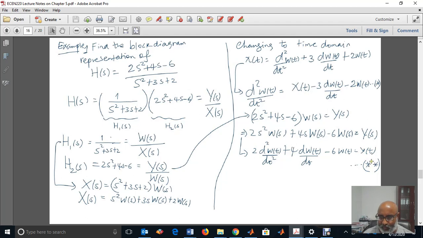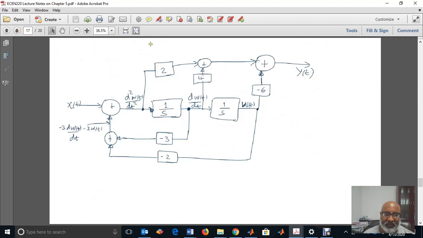Now let's go to the second. The second one is y(t). y(t) is 2 times the second derivative of w plus 4 times the first derivative and minus 6 times w(t). Easy. So we take the second derivative and pass it through 2. So we have 2 times the second derivative, here 4 times the first derivative and minus 6 times w(t), and all of this goes to an adder, so it will add this, and we'll get y(t). This block diagram is called direct form block diagram.